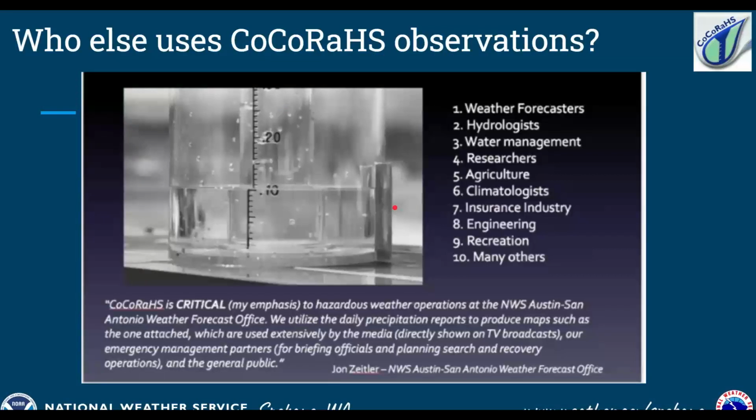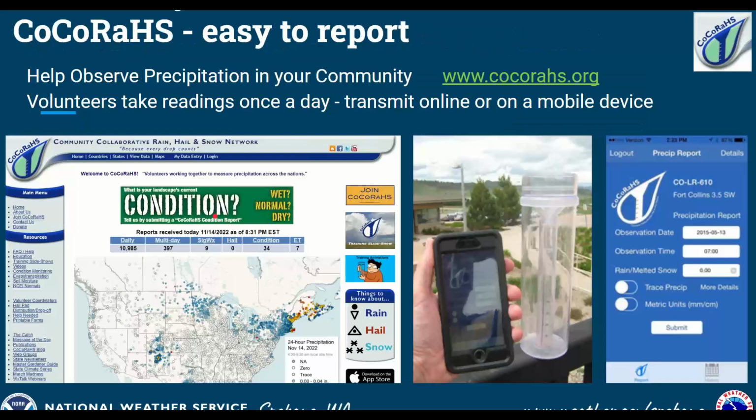So who else would be using rain and snow observations? Well, there's so many different people that are interested in that. Not only weather forecasters, hydrologists do, water management does, researchers, agriculture, climatologists, the insurance agency is very interested as well, recreation, and so many more. So precipitation observations are so important and are used in many different fields.